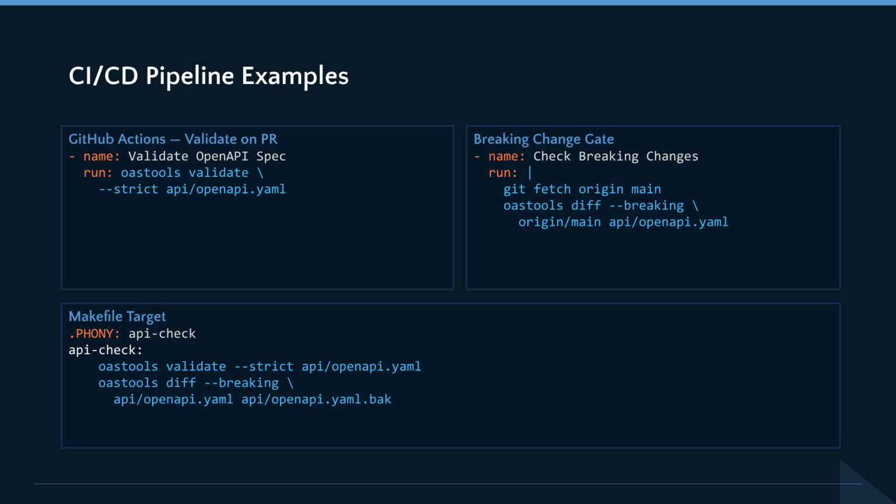CI/CD pipeline examples. Here are practical CI/CD integration examples. The simplest is a validation step that runs the oastools validate command with the --strict flag on every PR. For breaking change detection, you diff the PR spec against the main branch version. Both commands use exit codes, so they integrate naturally with any CI system. You can also add a Makefile target that combines validation and breaking change detection. These checks give you confidence that every PR that touches your spec is valid and doesn't break existing consumers.